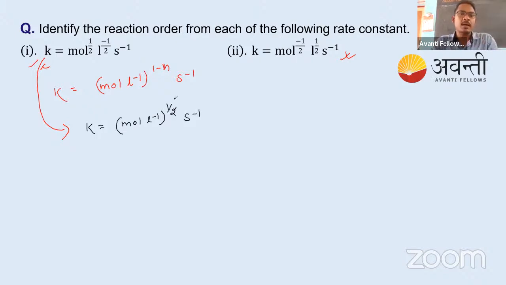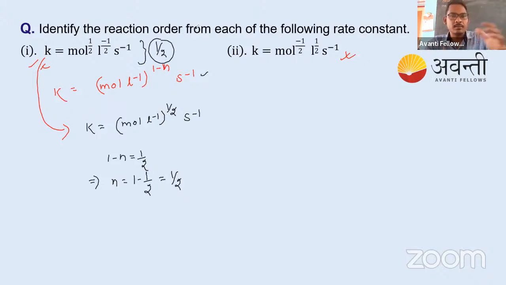So if you take this half within the bracket, then you will get mole to the power half and L to the power minus half, per second. If we compare these two equations, this one and this one, then we'll get 1 minus n equal to half. If we solve this, n equals 1 minus 1 by 2, which is equal to half. So we can say this particular K is for a half order reaction. Everyone understood how we did this? Simple, just write them in such a way that you can relate the units to get the value of n.